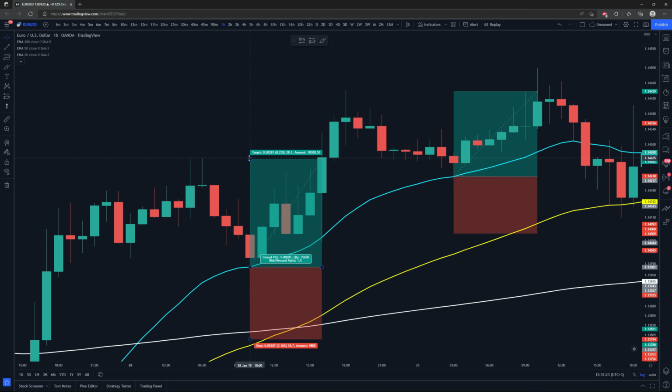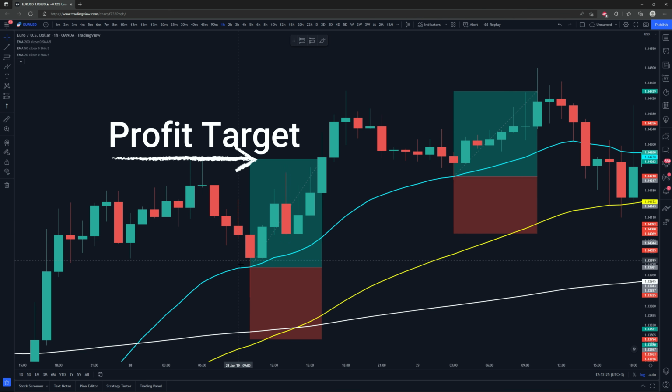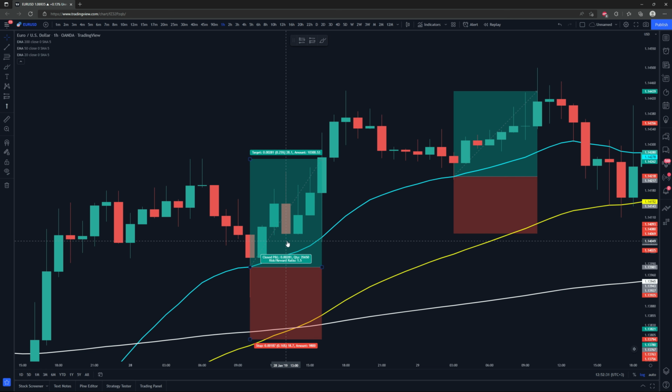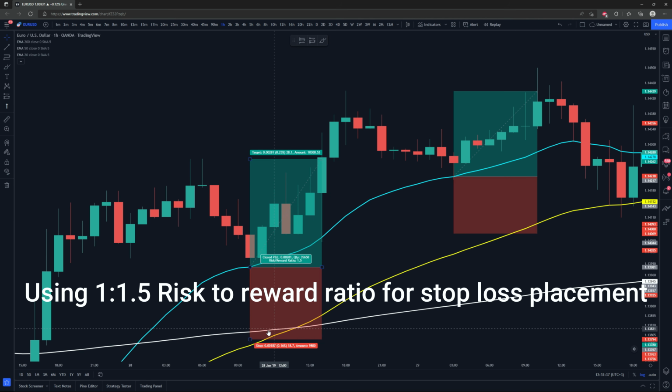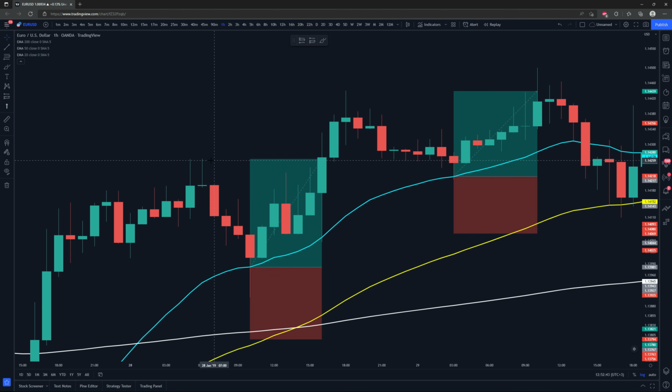The profit target will be placed at the high before the pullback, so the highest point before the pullback into the 20, and the stop loss is going to be placed just based on a strict 1 to 1.5 risk to reward ratio. So wherever this becomes a 1 to 1.5 risk to reward ratio, that's where the stop goes. Profit target always at the swing high. So that's what I'm going to be testing.